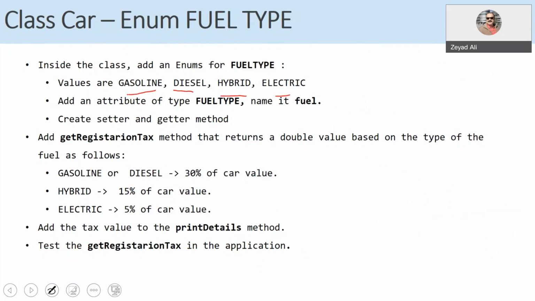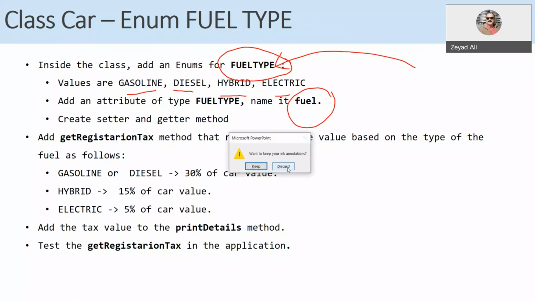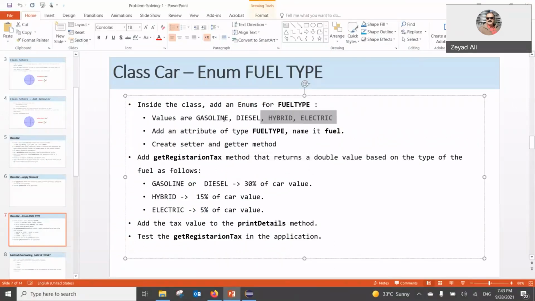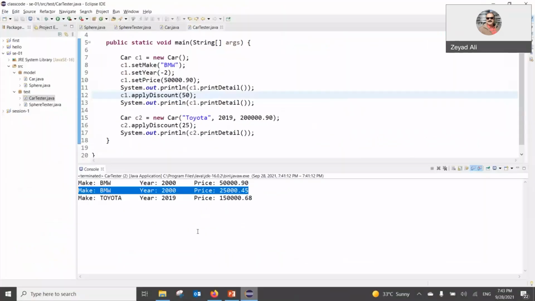So we're going to add a new attribute to the class, which is fuel. The fuel is not going to be an integer. The fuel is not going to be a double. The fuel is not a string. The fuel is going to be something called enumeration of this type, fuel type. So we have 4 values. You can put enumeration inside your classes. Later, you will learn how to put enumerations outside your classes.